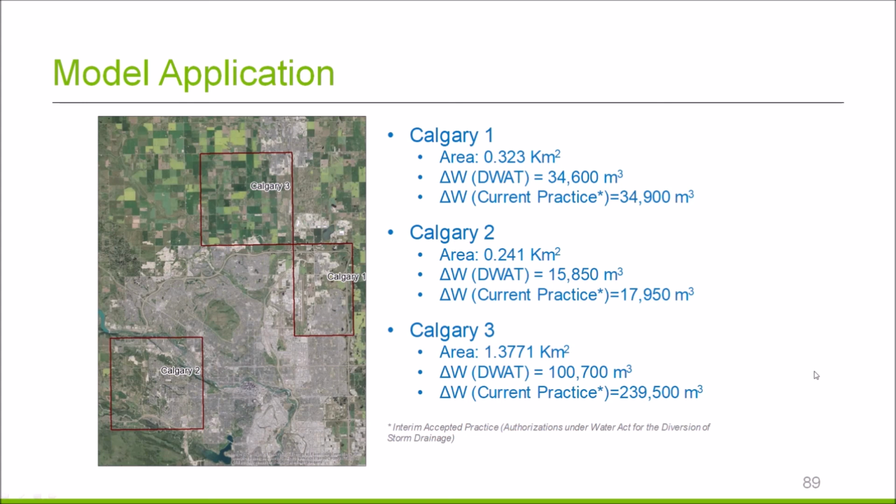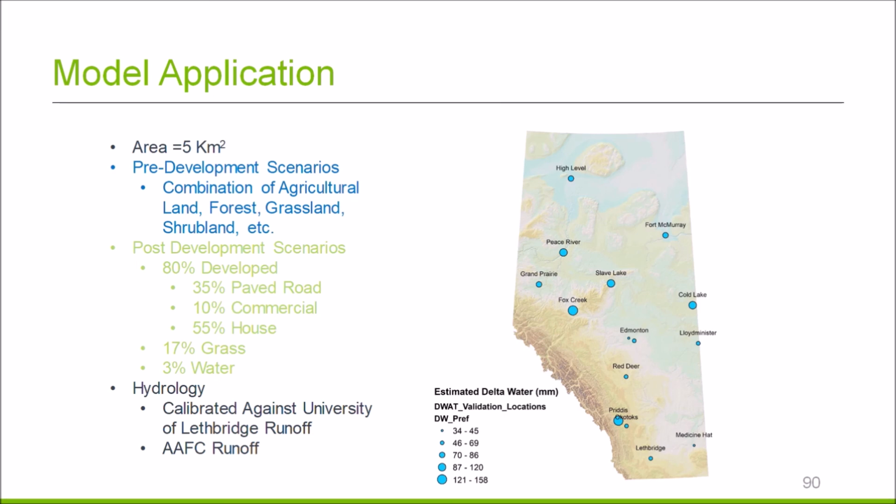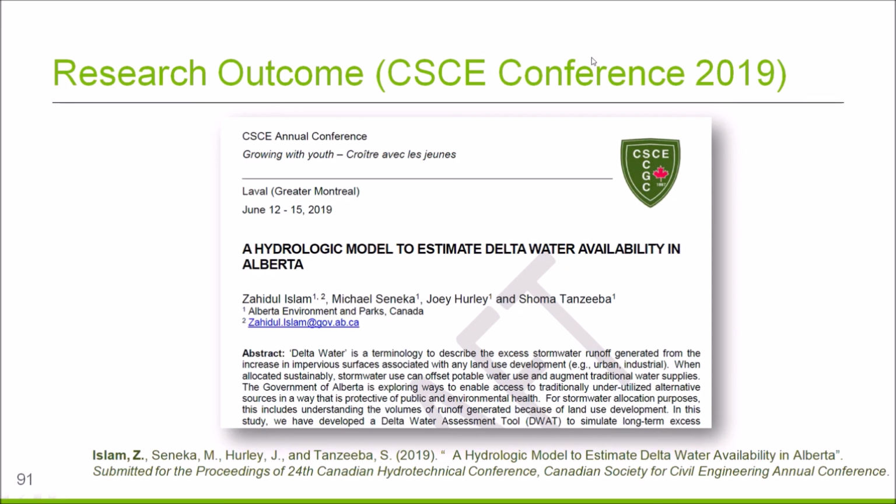So we applied the model for three different case studies where we have all the information, and the results were pretty good. And then we also tested the model for different portions of the province. This is the paper that I mentioned. It was published last year in a conference. If you need these publications, let me know and I can share. This paper will give you more information on how the model works, and what assumptions we have used.